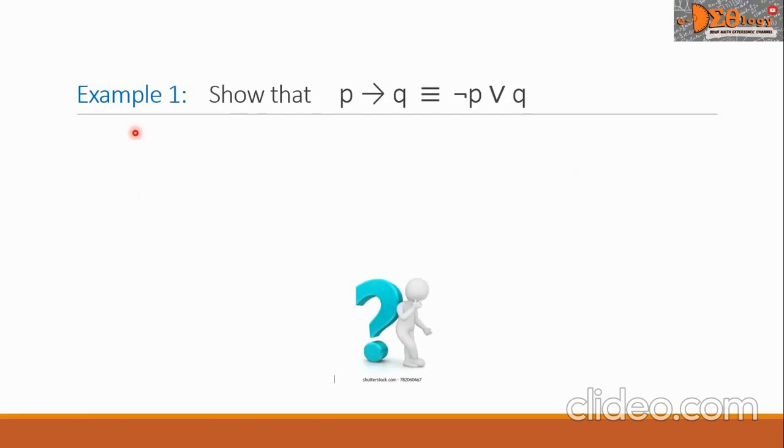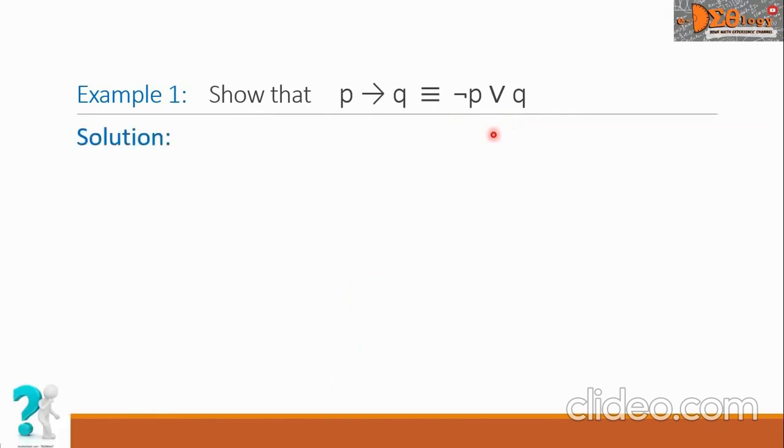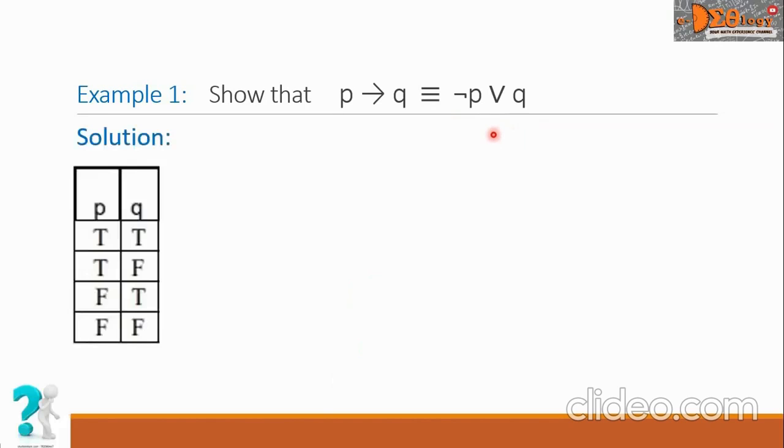Let us see this example 1. Show that P implies Q is logically equivalent to not P or Q. For our solution, let's begin with writing the tables for the values of P and Q respectively. And then, let us first evaluate the right side of this equivalence. Let's begin with the negation of P. So not P is here with the corresponding values, T becomes F and F becomes T respectively.